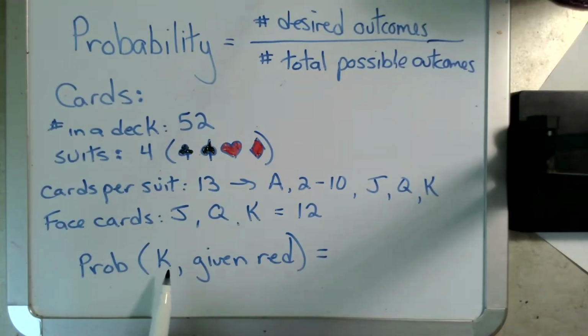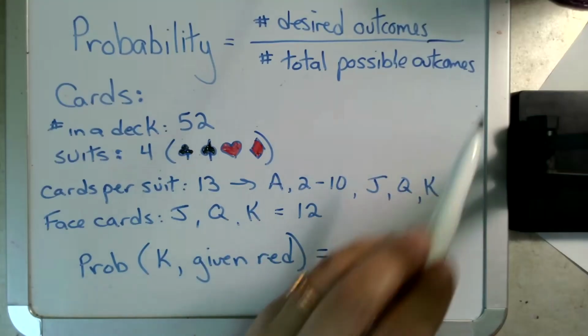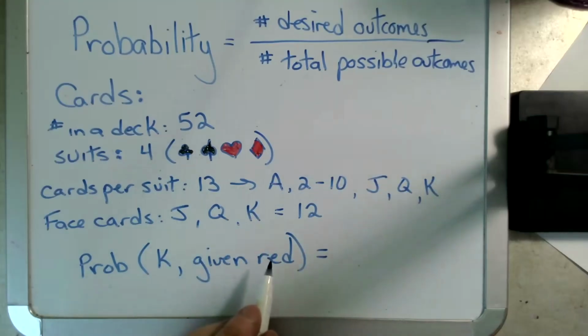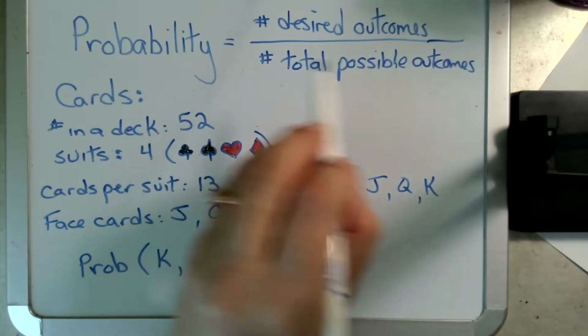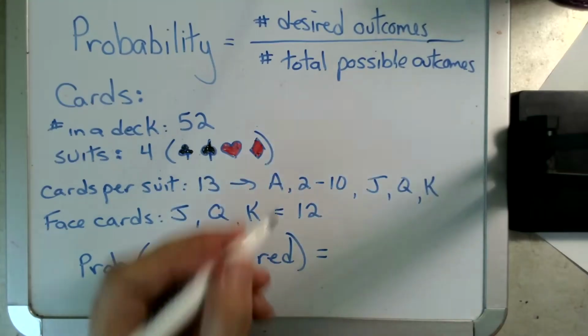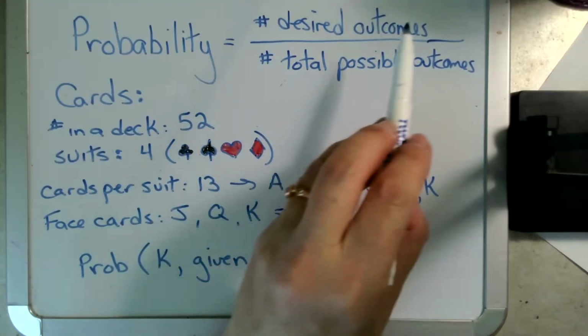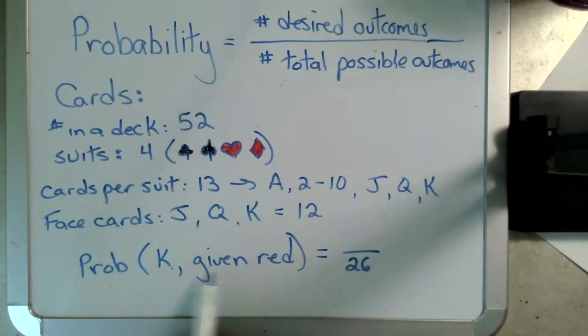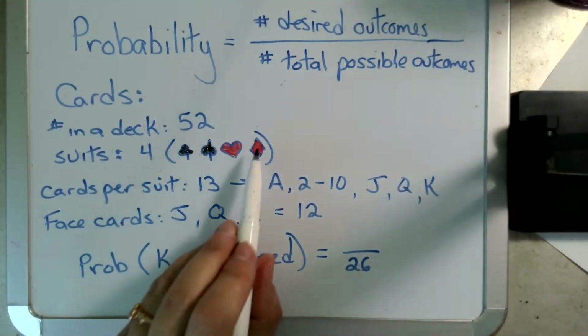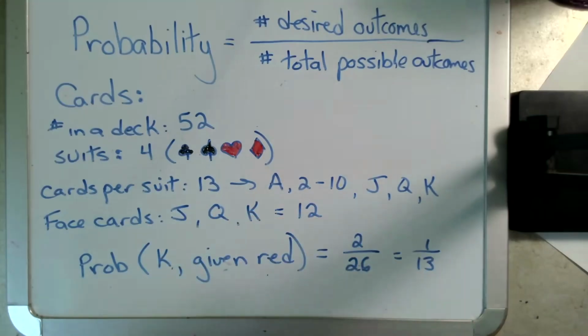And to introduce us to the next place we're going to go, what is the probability we draw a king given that we've drawn a red card? So what does that "given" mean? That changes our total possible outcomes. If we know we've drawn a red card, our total possible outcomes has dropped to 26. And now, how many desired outcomes, how many kings, given that it's a red? 2 red kings, or 1 out of 13. And this is called conditional probability.